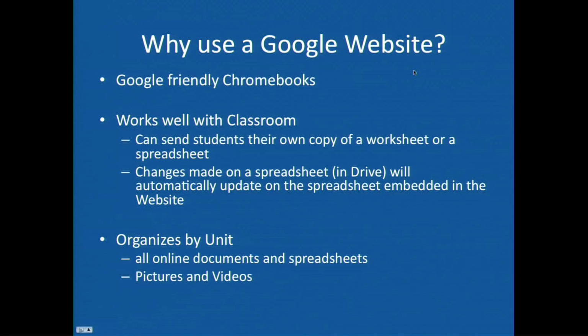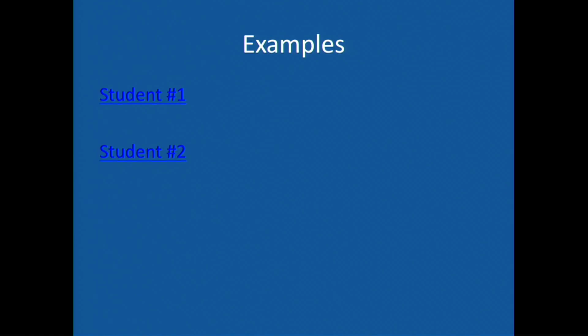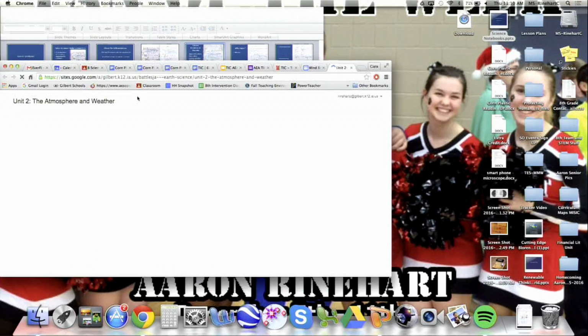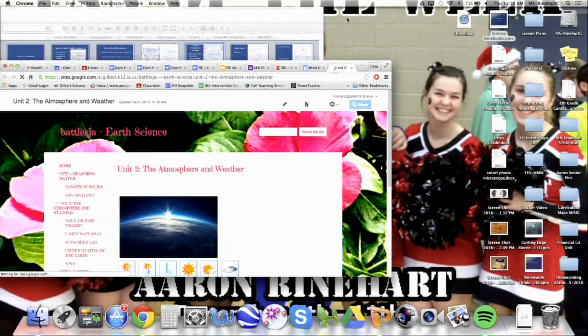And then I pretty much grade everything through their website. I don't grade it through Classroom. So it's kind of the way I manage the class. I go to their websites and look and see their progress and see how they're doing and kind of grade everything off the website. And again, everything is organized by units, all their online documents and spreadsheets, pictures and videos. I like the Google website because you can upload and embed pictures and videos of their labs too, and that's kind of fun. The kids really like doing that. So here's some examples of some different students. I showed you one already, and then here's a couple of different students.